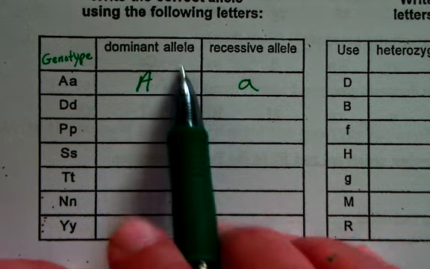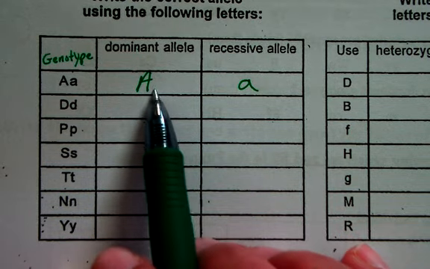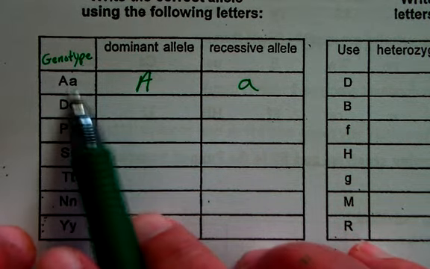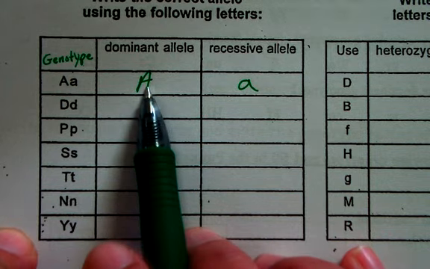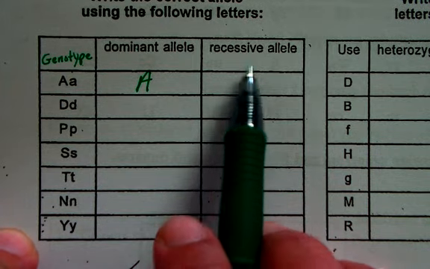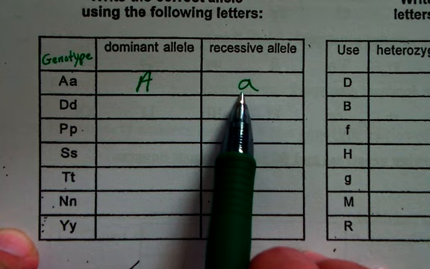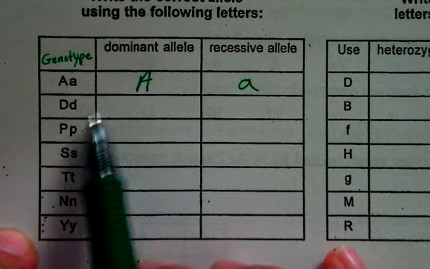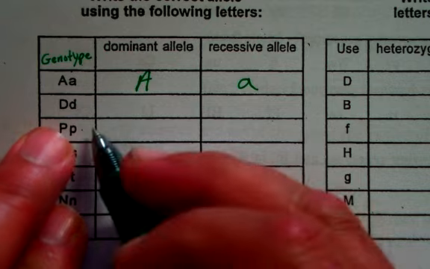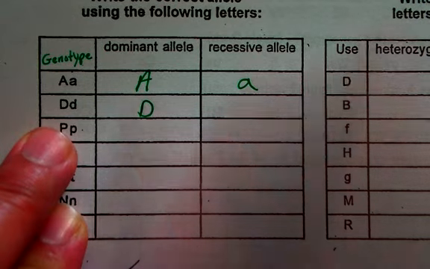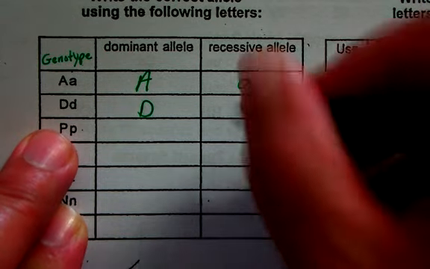The allele is, I'm asking you for the single letter. Which of these two letters is dominant? The capital letter is dominant. Which of these two letters is recessive? The lowercase letter is recessive. So if we go down and do all these genotypes, the dominant allele for the second one is a capital D, and the recessive allele is the lowercase.